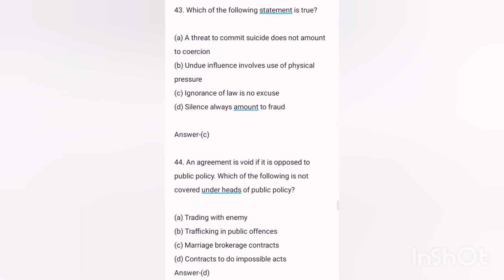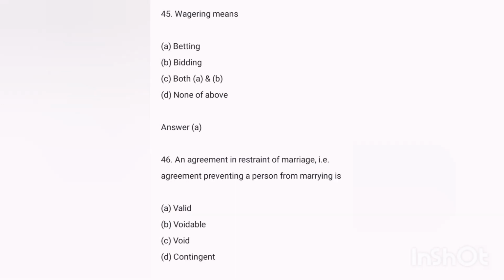Next, which of the following statements is true? Answer was C, ignorance of the law is no excuse. An agreement is void if it is opposed to public policy. Which of the following is not covered under the heads of public policy? Answer was D, contract to do impossible acts. Next, wagering means. Answer was A, betting.